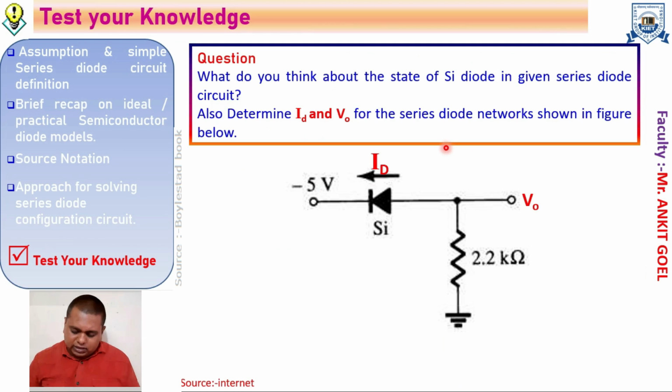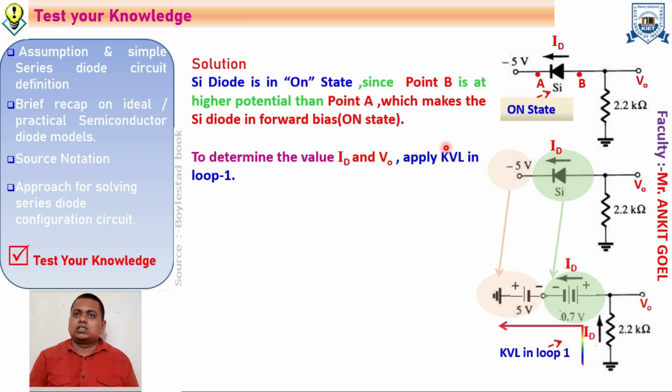Let's discuss a simple question based on what we have learnt in this lecture. This is the series diode circuit given to you. By observing it, what do you think is the state of this diode, whether it is on or off? Can you decide it? Also determine the value of the current ID and VO using the series diode configuration equivalent circuit. So let's discuss the solution.